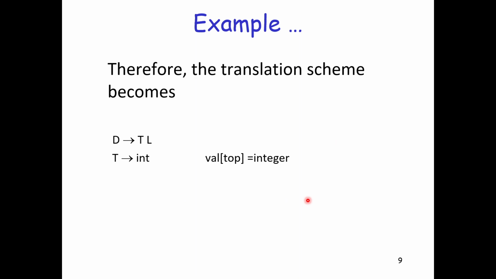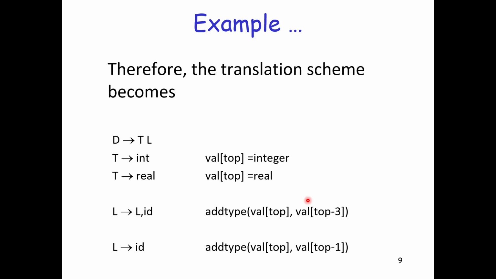So we can see that the code fragment for the translation scheme will look like this. val[top] equal to integer, val[top] equal to real, addtype(val[top], val[top-3]) in this case, and val[top], val[top-1].